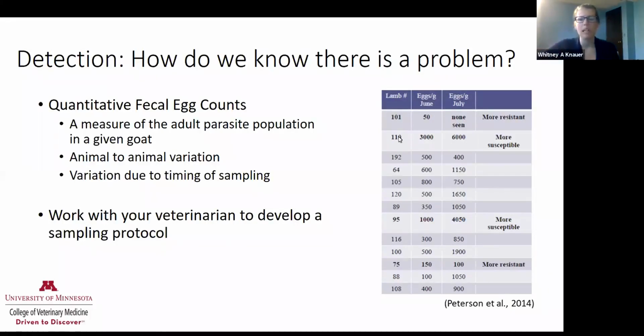Like this lamb 110, that's an animal that doesn't have a lot of resilience when it comes to worm burden. And then we have, for example, number 75, who had 150 eggs per gram in June, and then it actually went down in July, when you can imagine that the burden on pasture is probably going up. So that might be an animal that has some genetic resistance. That might be an animal, again, that you would want to keep in your flock as a replacement.